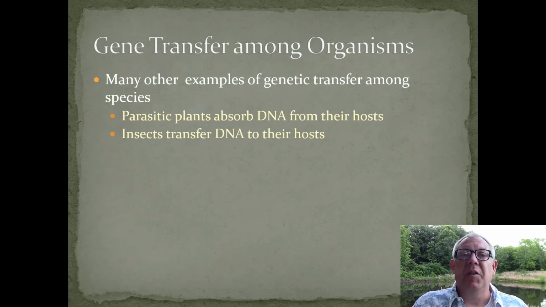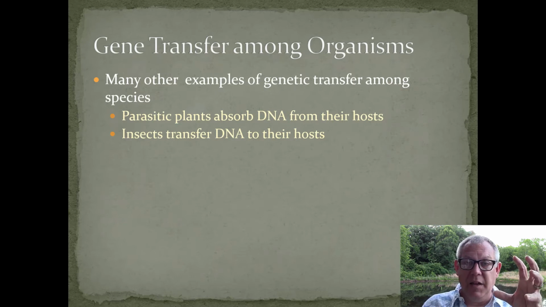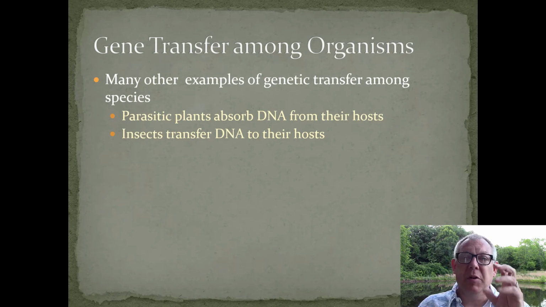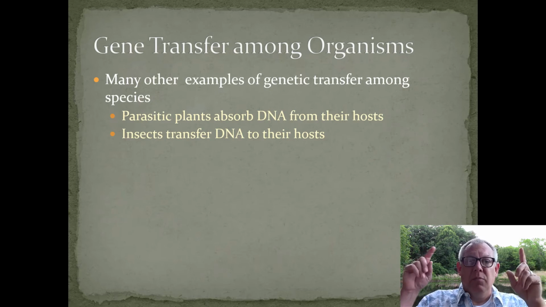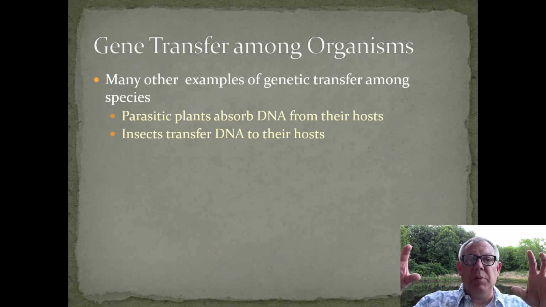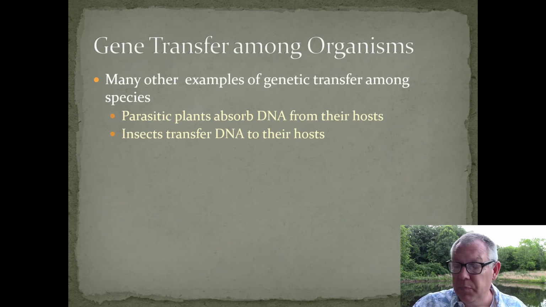There are lots of examples of parasitic plants absorbing DNA from their host. You have things like mistletoe and lots of plants that grow on and parasitize other plants. And if you look at the DNA of both those species, you can see genes from one that are very, very similar to genes from the other. But they don't have a common ancestor. They're not closely related in evolutionary time. They're not identical by descent. But the only other way is that the parasitic plant absorbed DNA from its host.